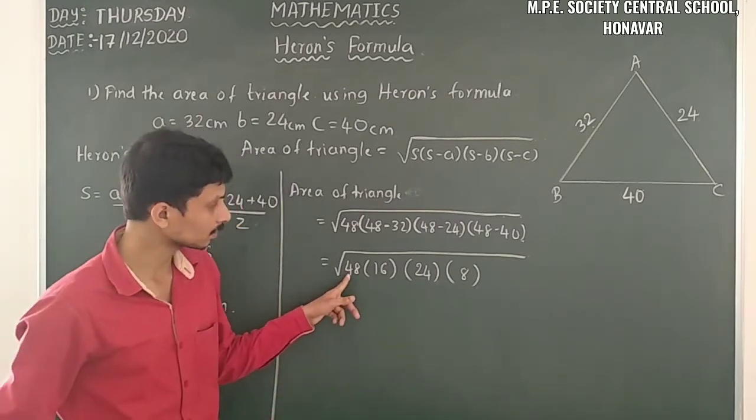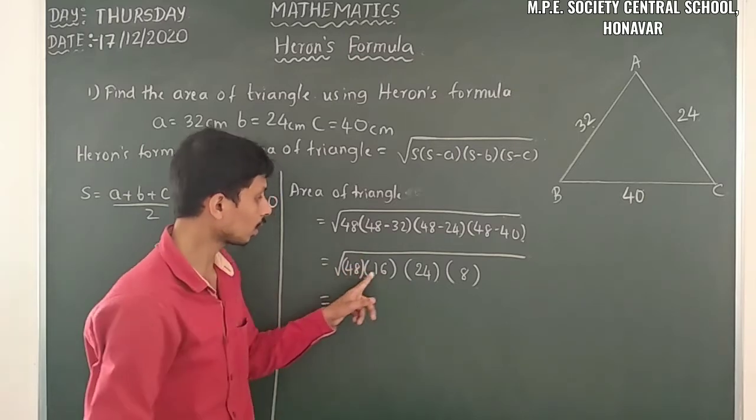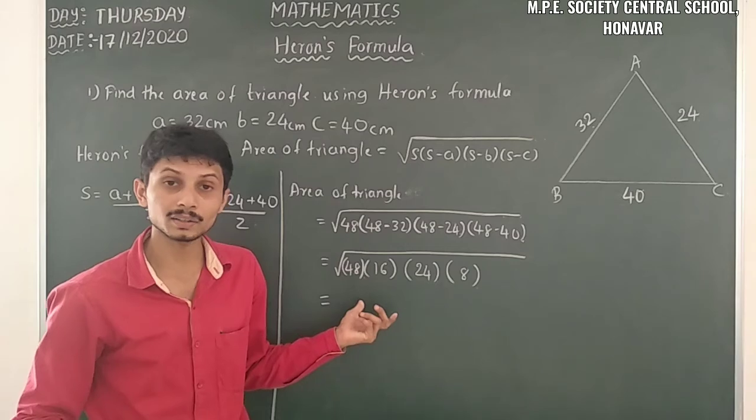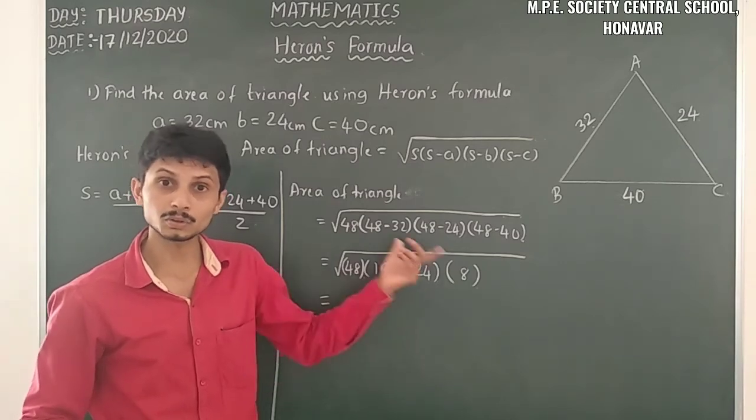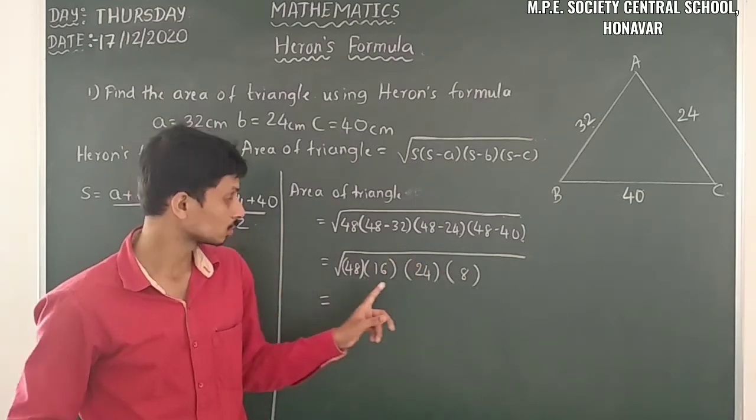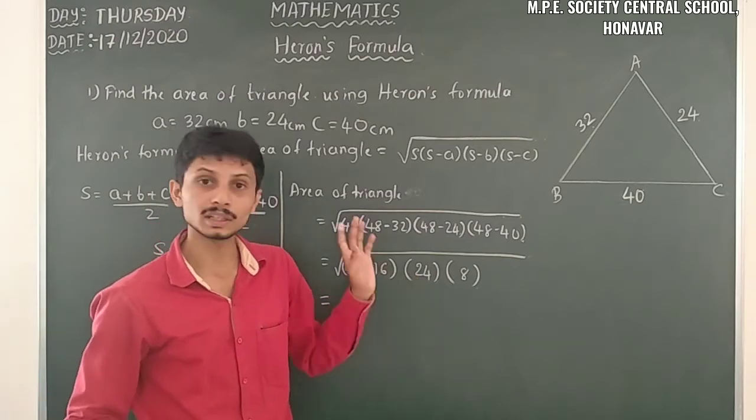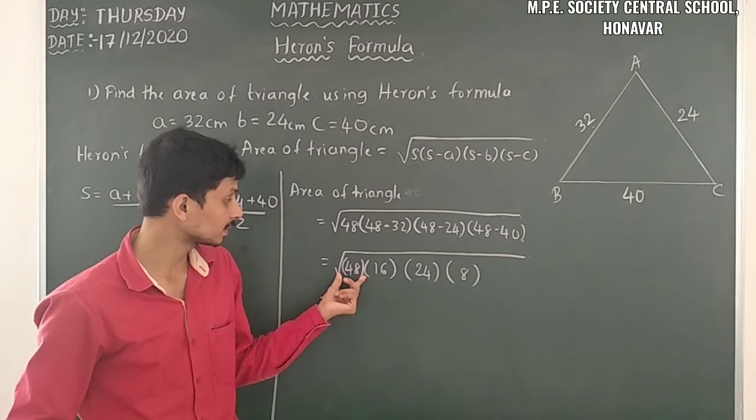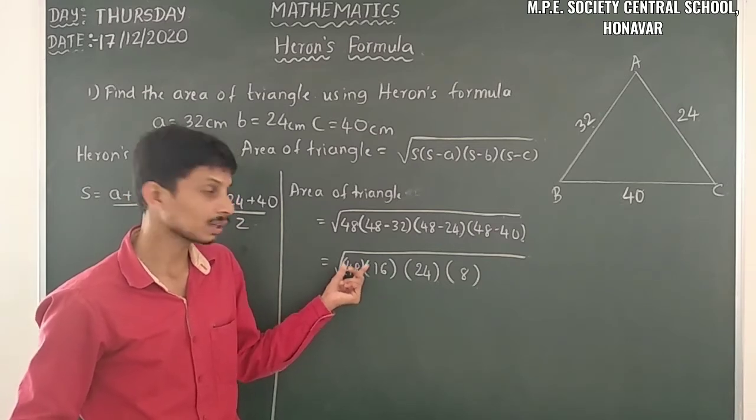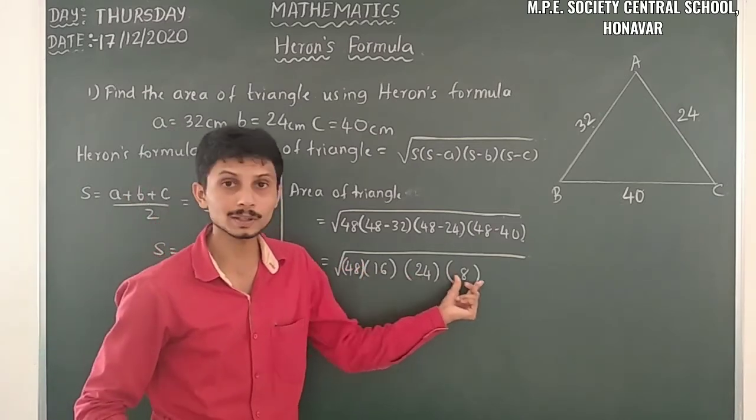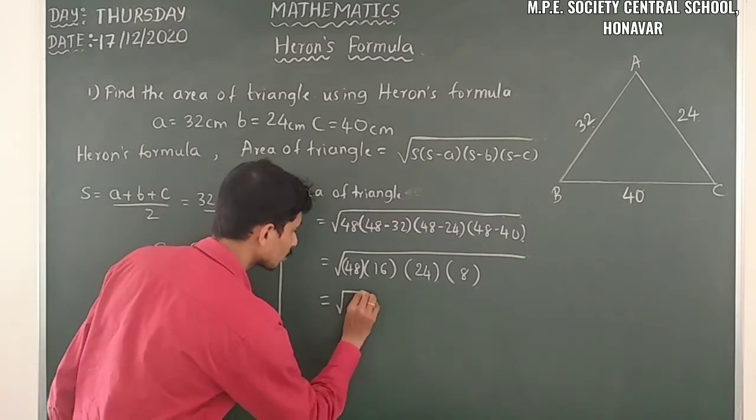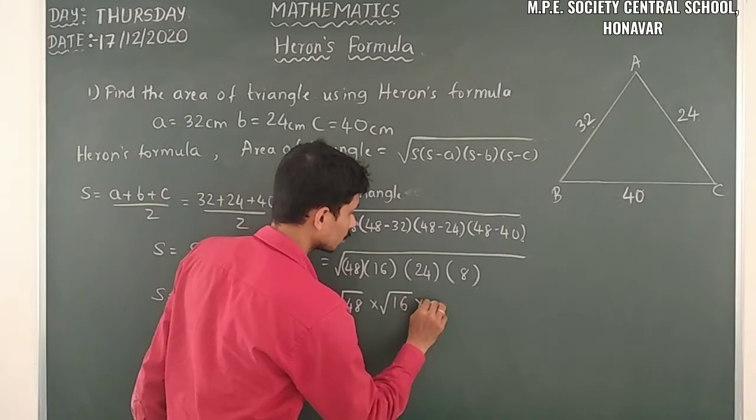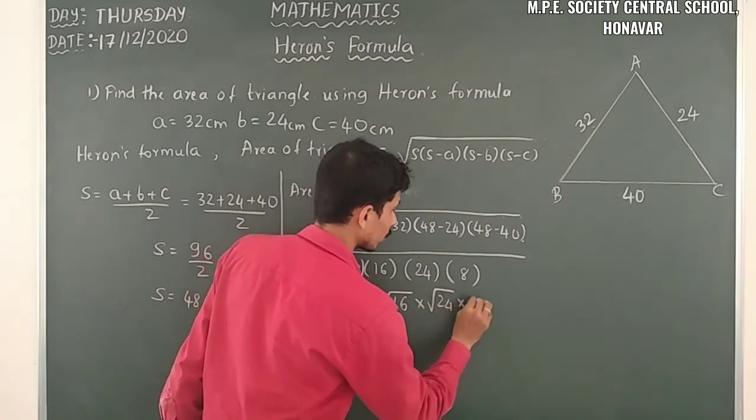Just observe here, all are in the form of multiplication. We already know that A into B whole raised to M is equal to A raised to M into B raised to M. So here A into B into C into D whole raised to 1 by 2, we can take individually. So we can separate this as square root 48 into square root 16 into square root 24 into square root 8.